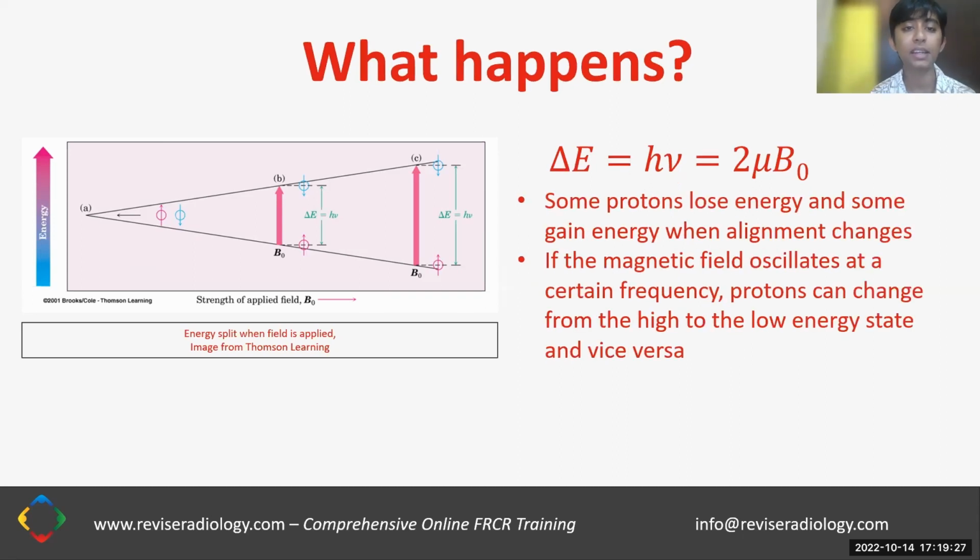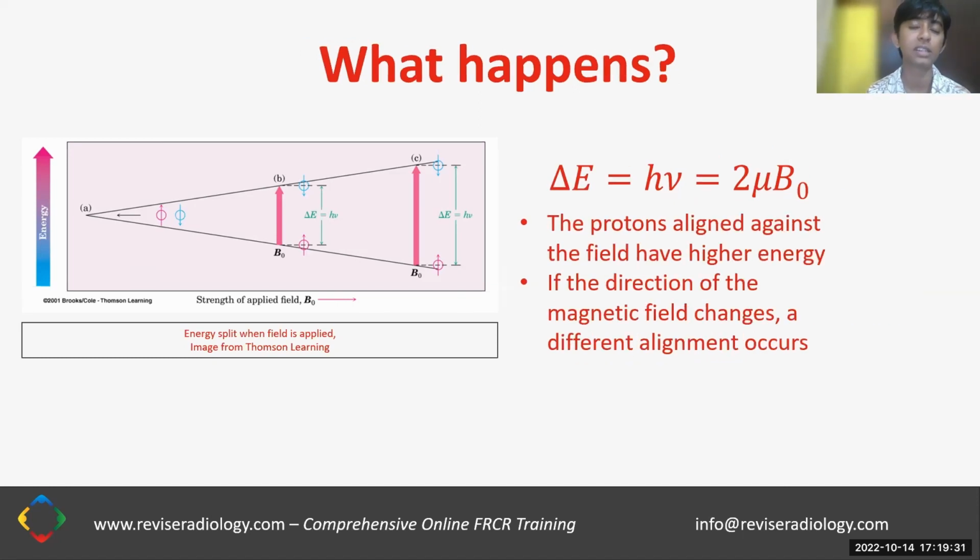Now, what we've done is we've applied a certain magnetic field and the protons have aligned themselves in a certain way. Some have higher energy, some have lower energy. Now what we do is we flip the direction of the field. What's going to happen is the protons align in a different way. A whole bunch of protons will flip.